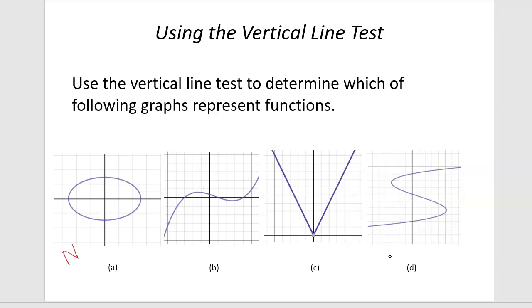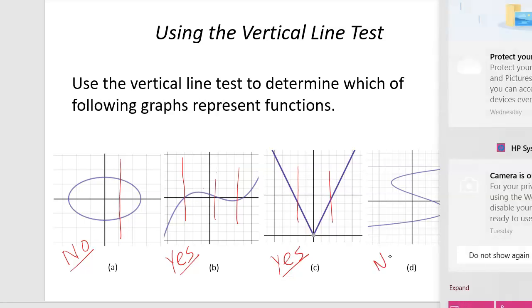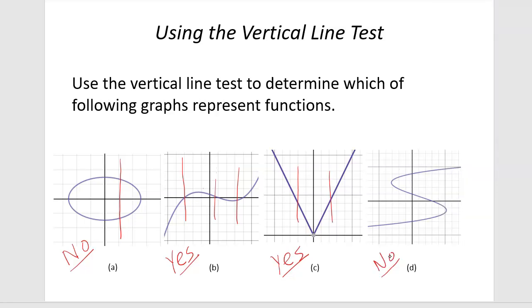This first graph is not a function, just like what we just discussed. The vertical line hits more than once. The second graph, yes, is a function. You could do a vertical line test anywhere on there, and it only hits once. The third graph is also yes, a function. Do your vertical line test. And lastly, this one is no, because there's obviously lots of places where the vertical line hits more than one time. Okay, so that's it for functions.